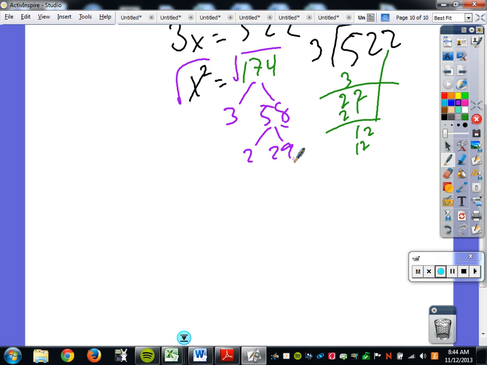29 is what we call a lovely what? That's a prime number. It can't be done. Well, we have to check. We can't just leave it be, right? We have to say, does 174 have anything in it? We got to check it out. If it doesn't, so what's our answer? X equals the square root of 174. What are we missing? Plus or minus, right?